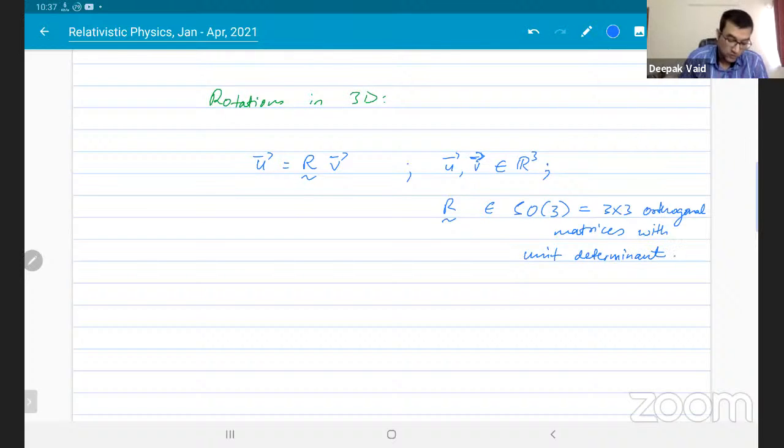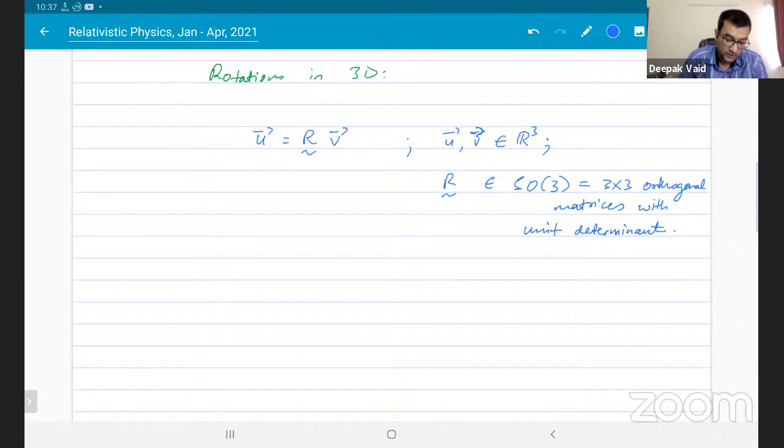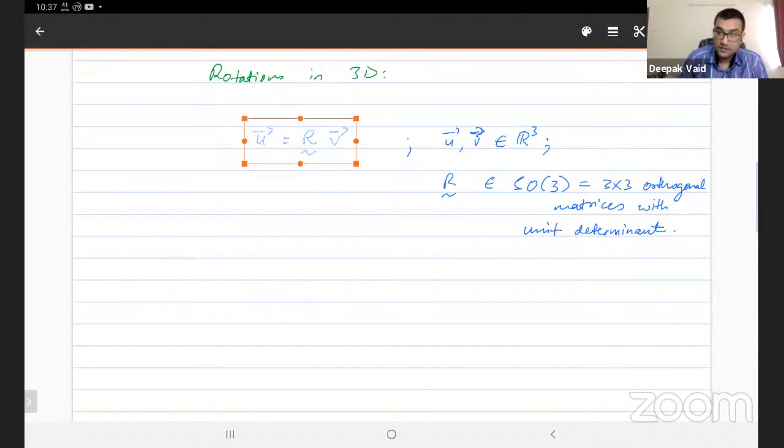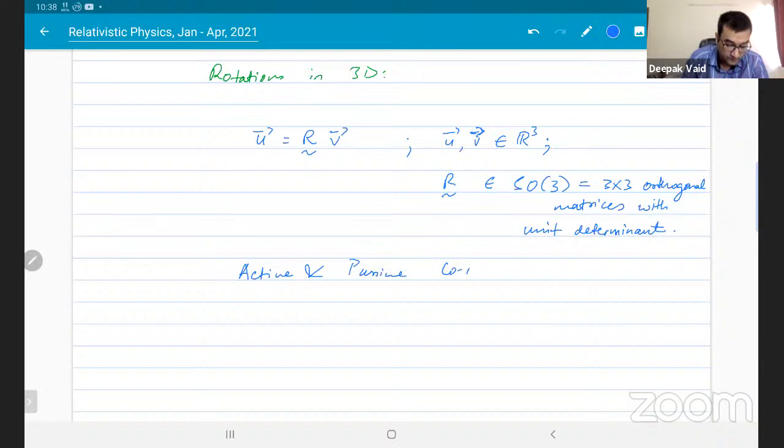Now, what does all of this mean, and why do we need all of this? So one aspect of this relationship is, what does this tell us? This tells us that we take a vector and we perform a rotation on that vector, right? So there are two senses in which one can have a coordinate transformation. This you should know. One is called active and passive.